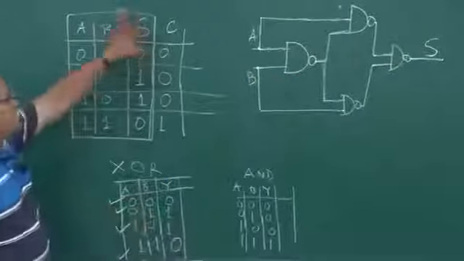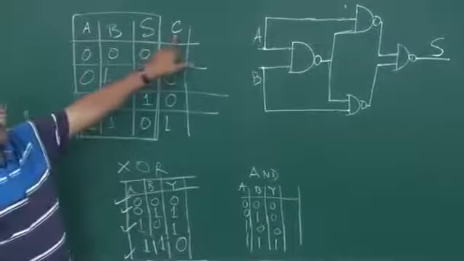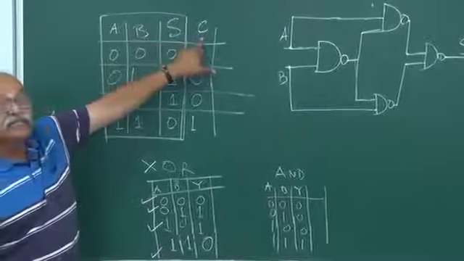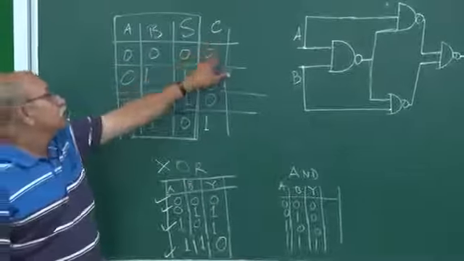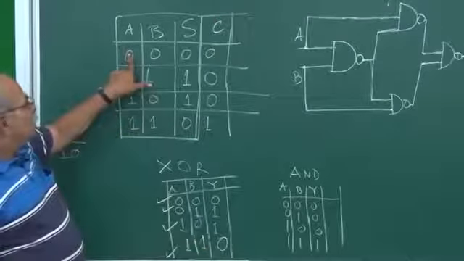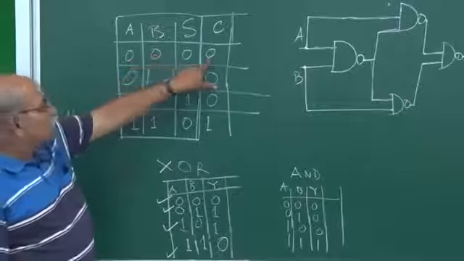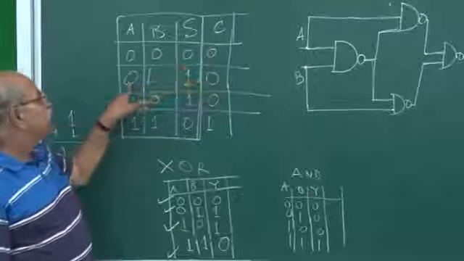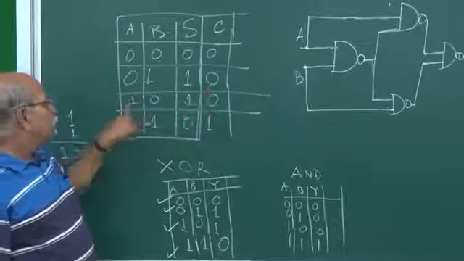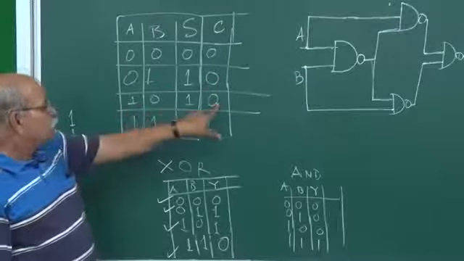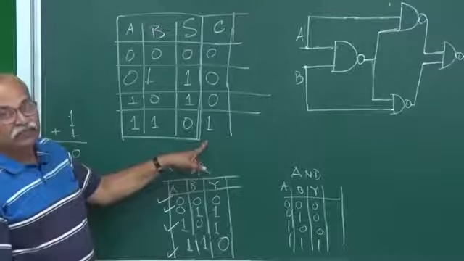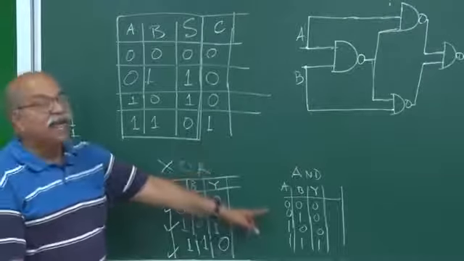Now, look at this table and for carry, A and B are input and this carry C is the output. So if you look at it carefully, for 0, 0 output should be 0, 0, 1 output should be 0, 1, 0 output should be 0, 1, 1 output should be 1. It is nothing but an AND gate.